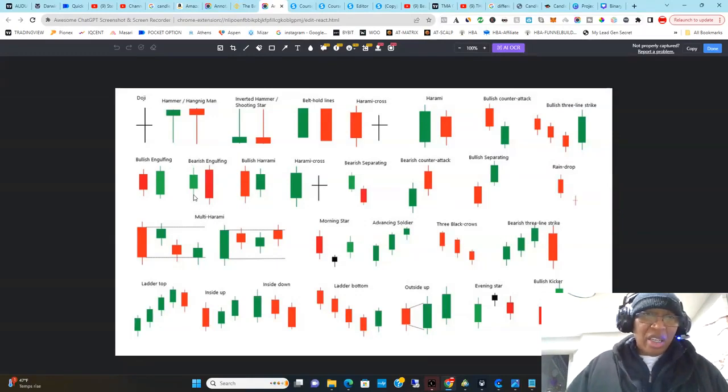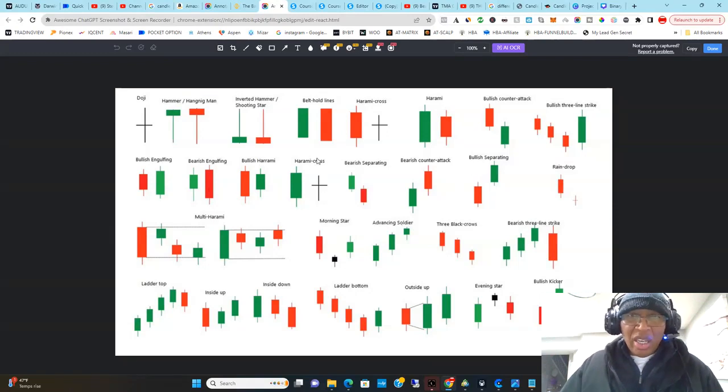Bearish engulfing, again, a green candle followed by a red candle, bigger one. Bullish harami, you can see the bullish harami right there. You can see the Harami cross again. This is a bullish. This was bearish. Bearish separating. You can see that. Bearish counter attack. Bullish separating. See a raindrop.